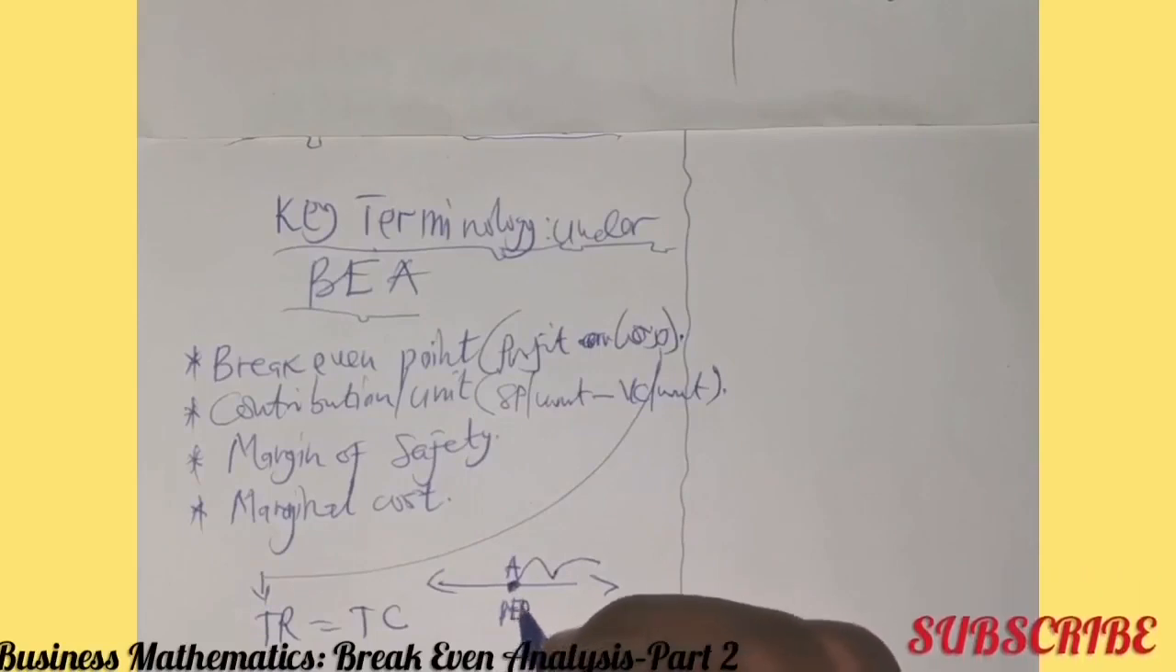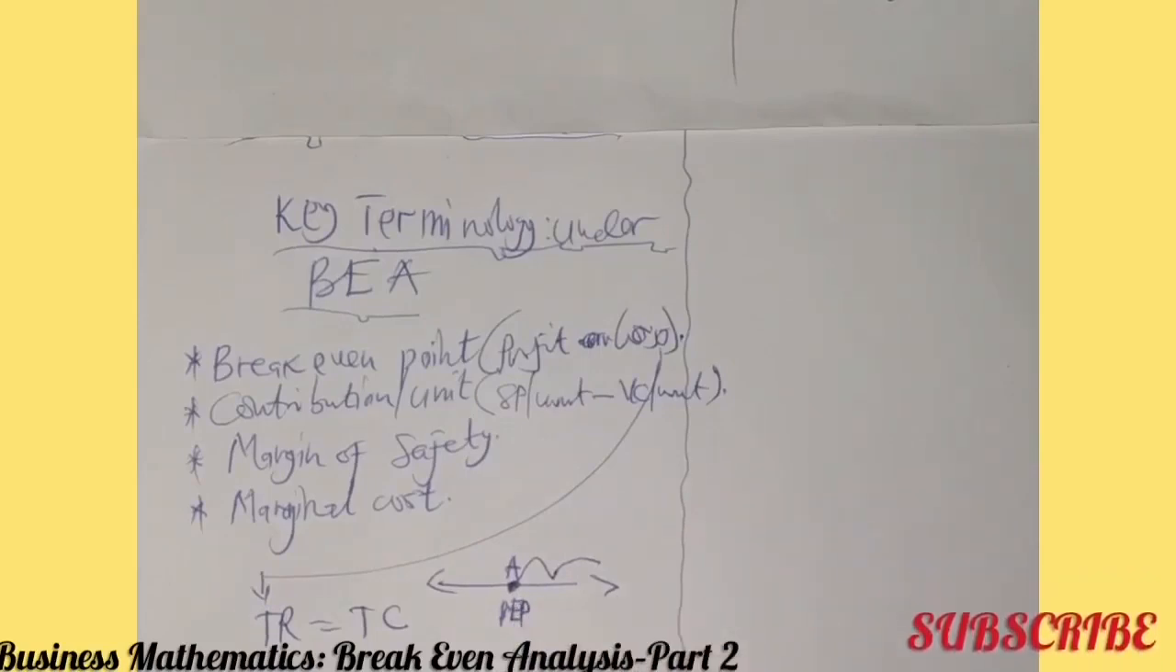They are at break even. There is neither profit nor loss. So that's margin of safety. Margin of safety is the level beyond the break even point where the organization can make a profit. So that is your margin of safety.